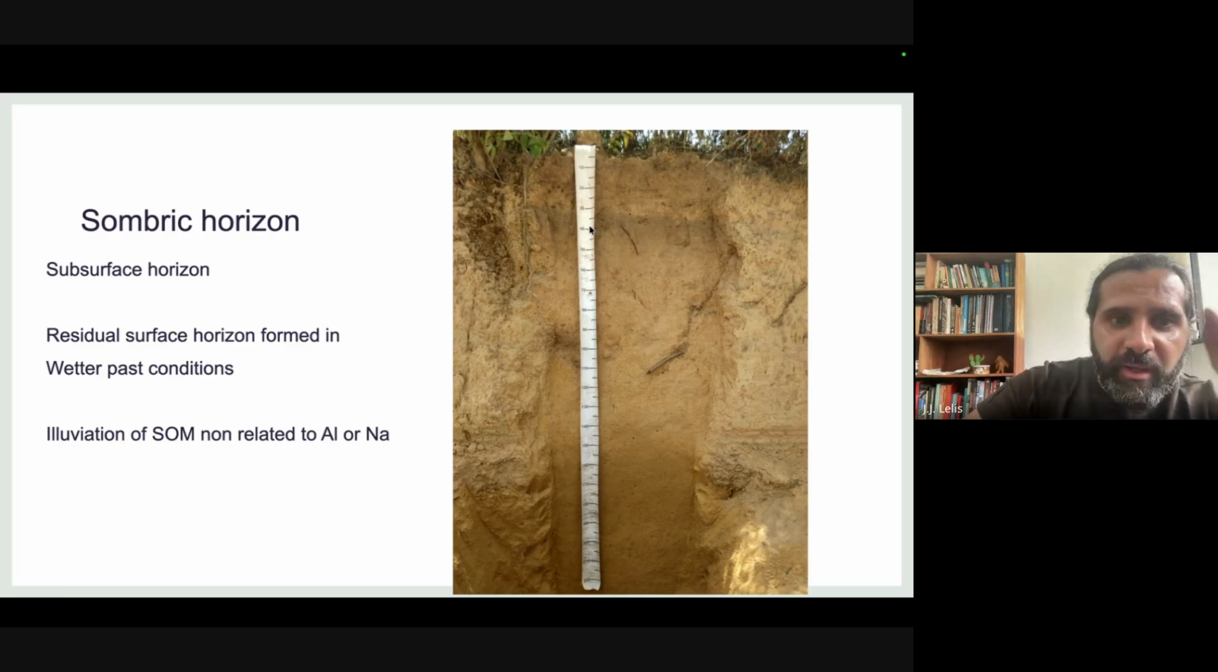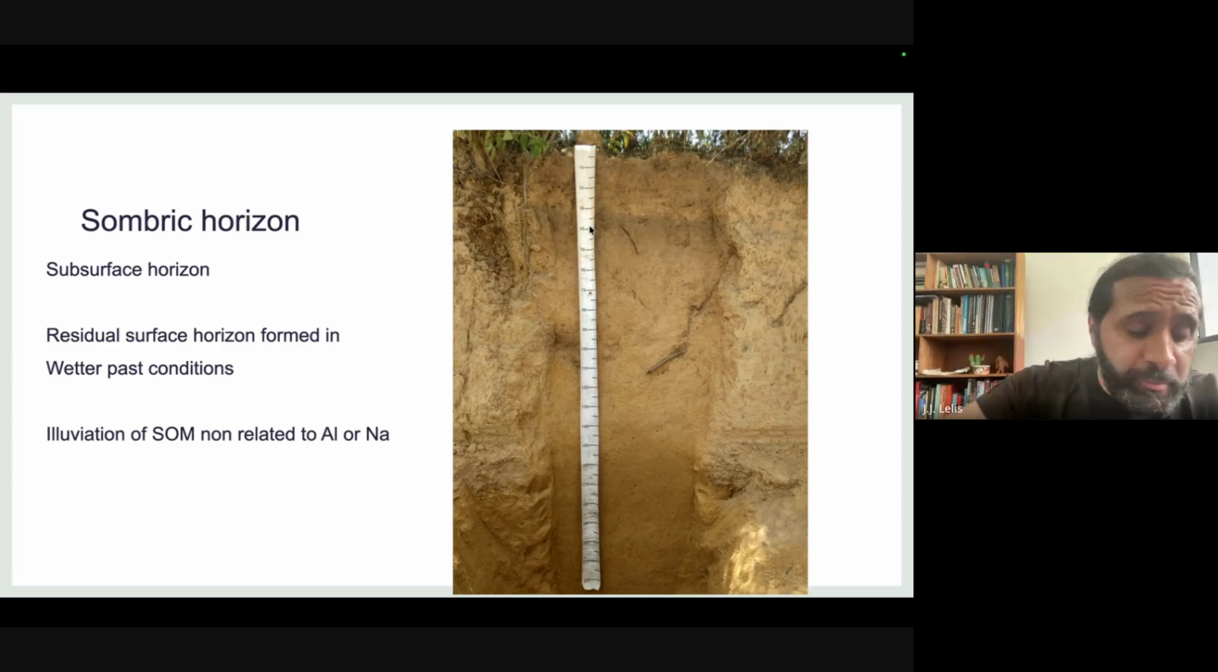The aluminum and iron migration could register this organic matter migration in sandy materials that forms the spotted horizon. It's not this case because the aluminum content and the iron content extracted by ammonium oxalate are quite low, and this is not a sandy material. So in this case, we have a sunbreak horizon.